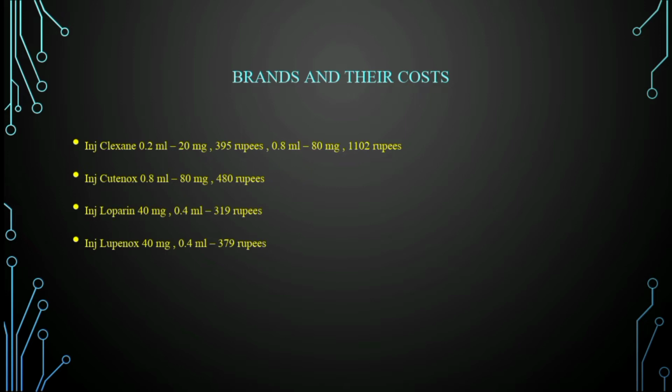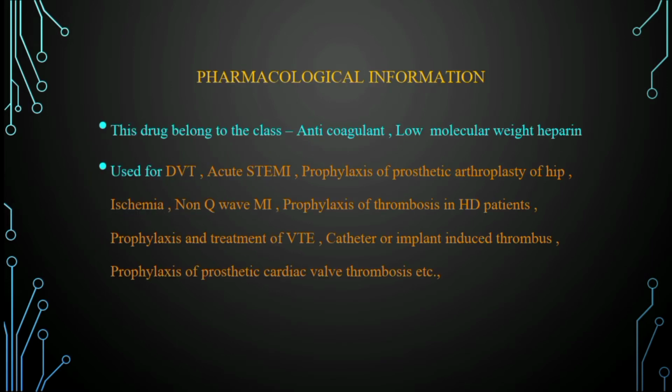Loparin injection 40 mg drug, 0.4 ml, is 319 rupees, and Lupinox injection 40 mg, 0.4 ml, 379 rupees. So these are some of the brands of the enoxaparin drug and their related costs.